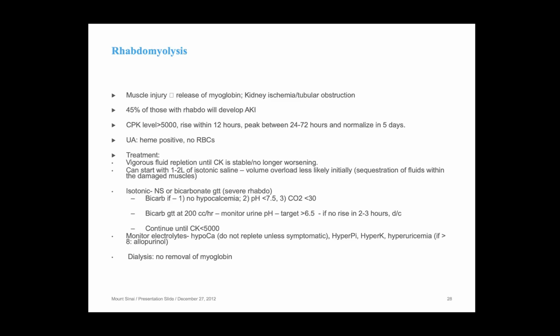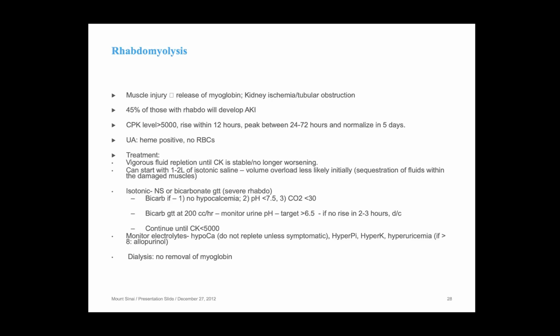CK will start rising within 12 hours of injury. It peaks between 1 to 3 days, and in 5 days, it usually normalizes. Your classic UA is positive for heme, no RBCs, because myoglobin cross reacts with heme on the dipstick. Treatment again is fluid repletion until CK is stable or coming down. You can start with 1 to 2 liters of isotonic saline or LR. But the better thing is to do LR.